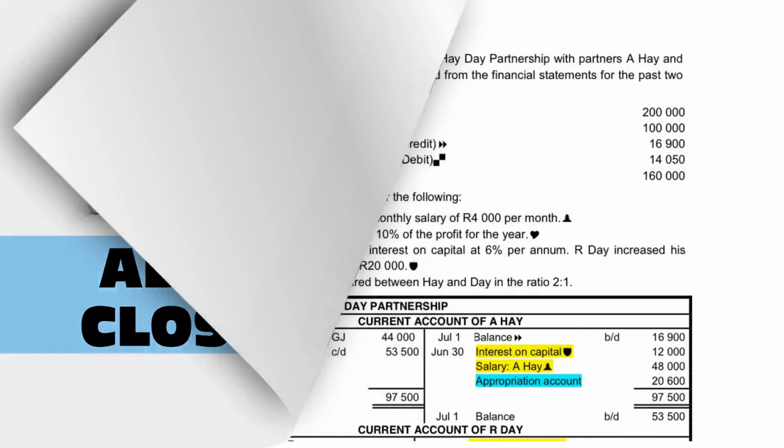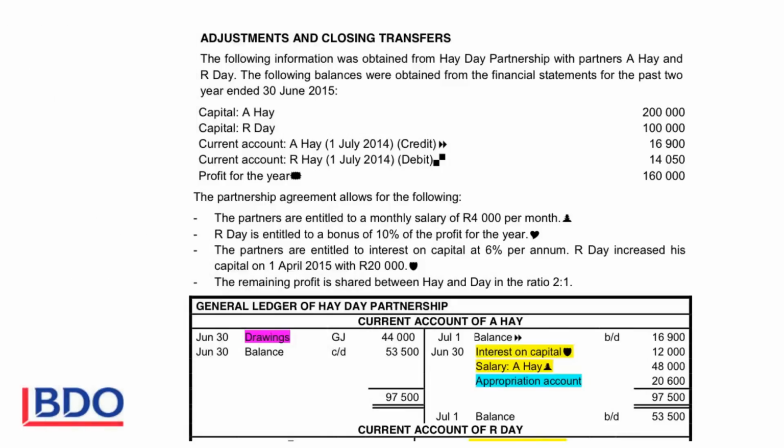Good morning. We will pay attention to adjustments and closing transfers in a partnership. This information is provided at the end of the year, that's 30 June 2015. The current account balances are provided at the beginning of the year because we never write in the current account during the year. We record all the adjustments in connection with partners at the end of the financial year.